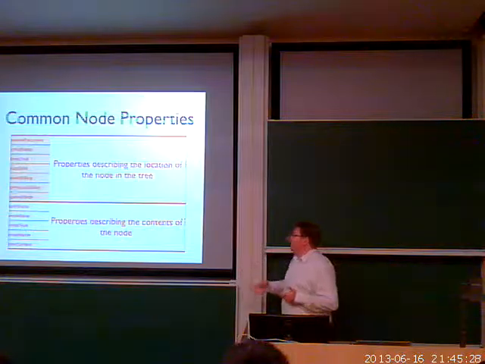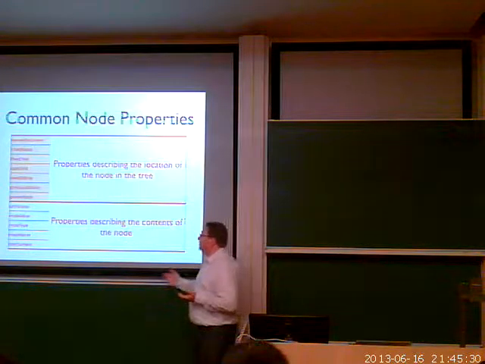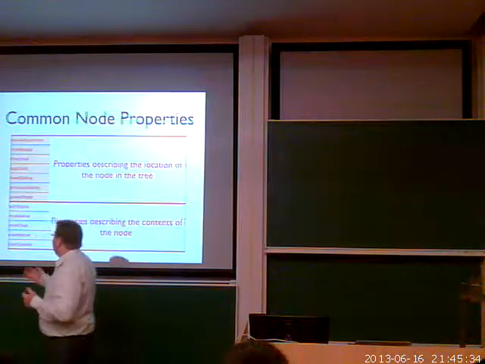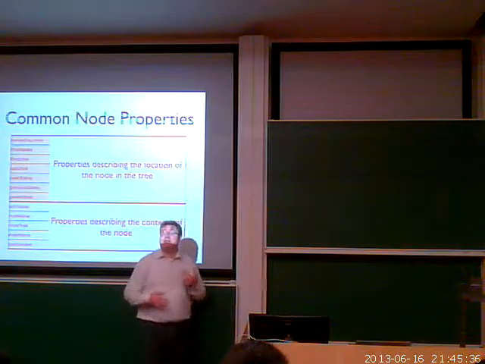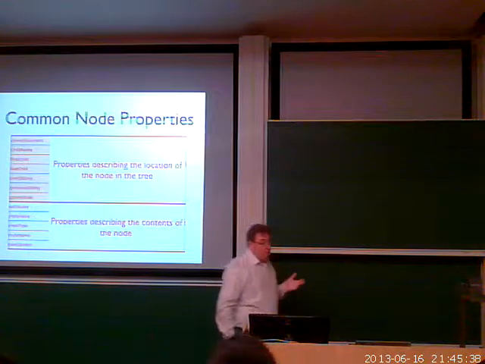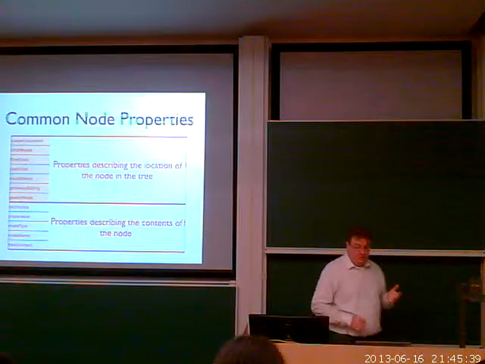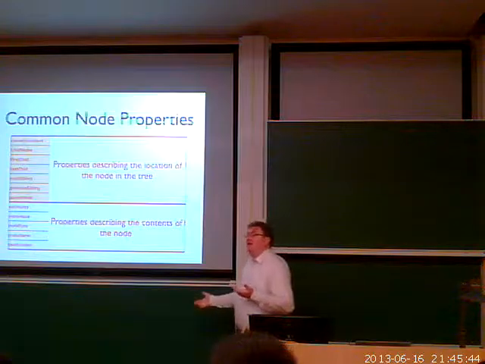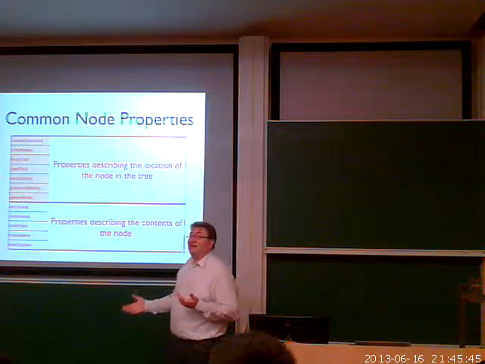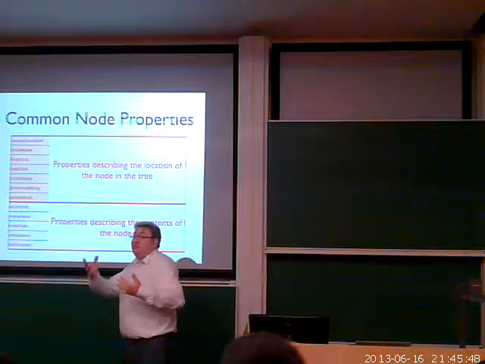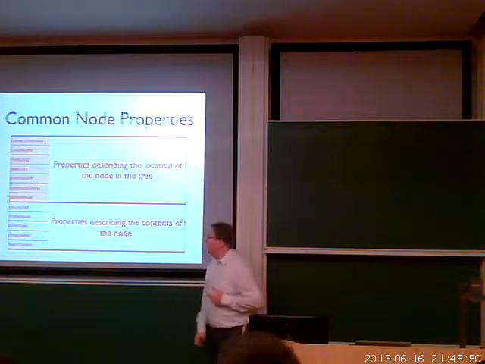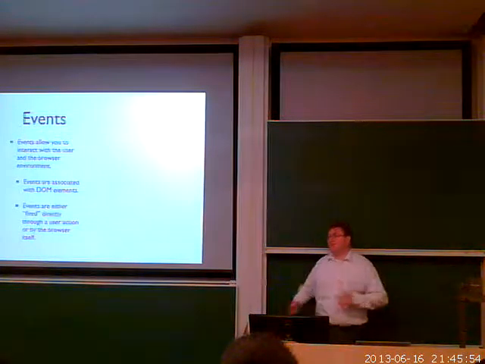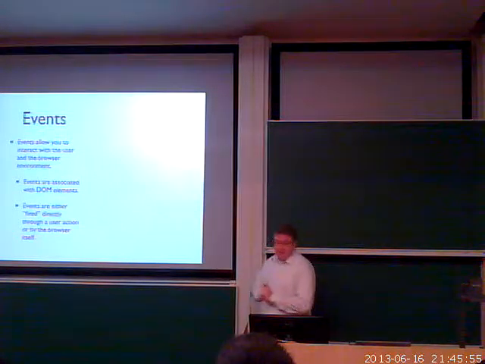You've also got properties that describe the content of the node. We already saw text content, so we manipulated text content a minute ago. But there are other things, so we can dynamically change the attributes of the node. We can change its node value, so that means that if a node potentially contains more HTML, we can add more HTML bits to it, and so on and so forth. Okay, so that's pretty much what you can do.